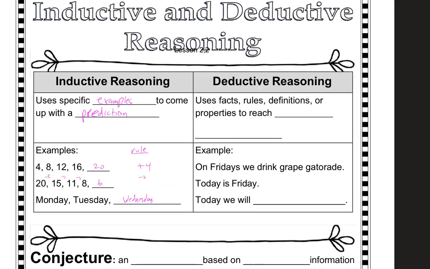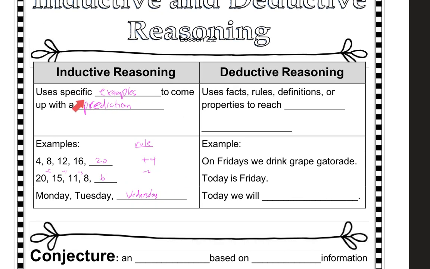All right, so now let's talk about deductive reasoning. Okay, so deductive reasoning is we're not using specific examples. We're just using facts, rules, definitions, and properties. So things that we know, we're going to use those to find logical conclusions. Okay, so we're going to use our knowledge to make logical conclusions.